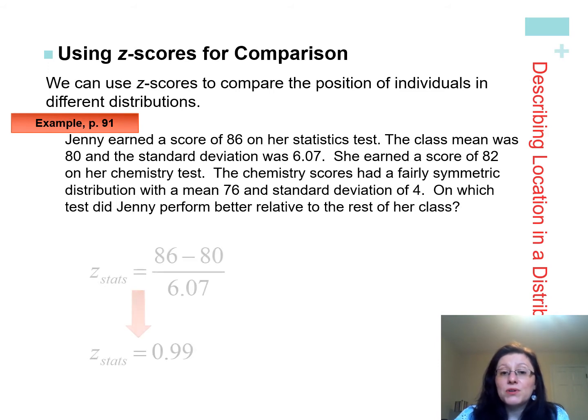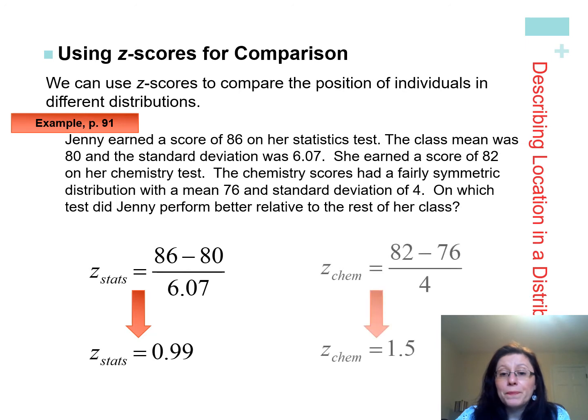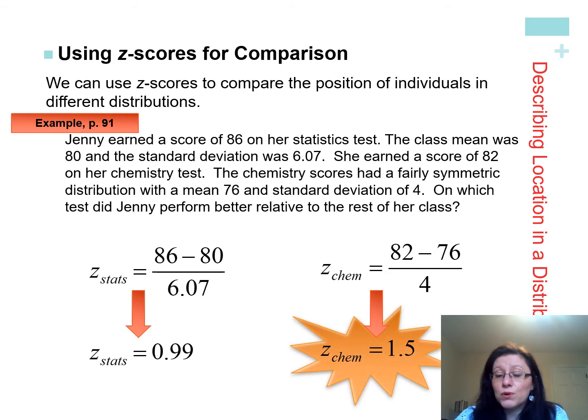So we're going to find our z-score for both tests, right? For the stat test, she really is a z-score of 0.99, so that's almost 1 standard deviation above the mean. And for the chemistry test, her z-score is 1.5, which is 1.5 standard deviations above the mean. So if you're comparing these two scores, you have to say that comparative to her peers, relative to the rest of the class, her performance was better on the chemistry test, even though she received a lower score.